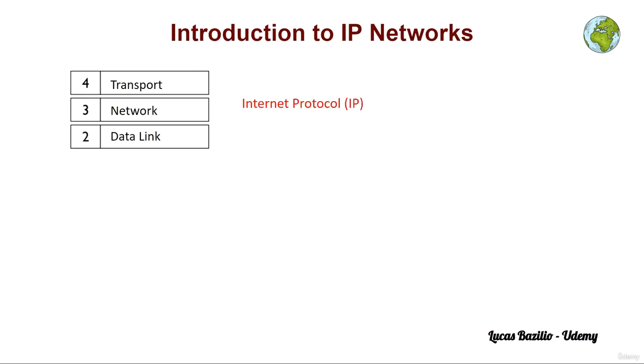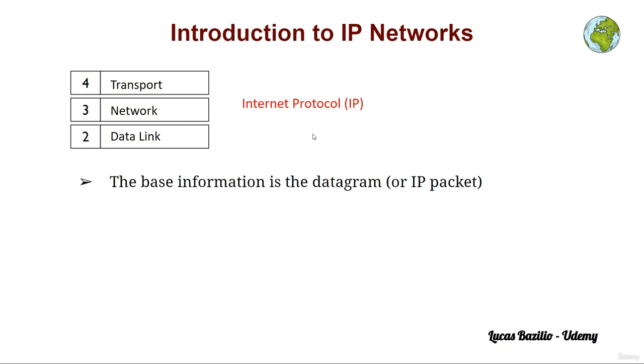Everything that concerns the management of IP networks is found in the data link, network, and transport layers. These three layers are responsible for the Internet Protocol. In the Internet Protocol, the base information is the datagram, also known and denoted as the IP packet. Now, in the Internet Protocol, datagrams fulfill three important properties.